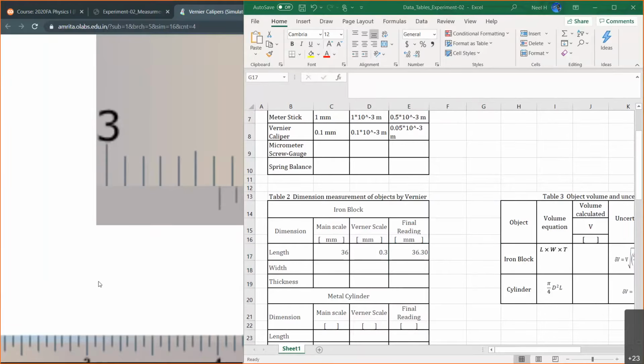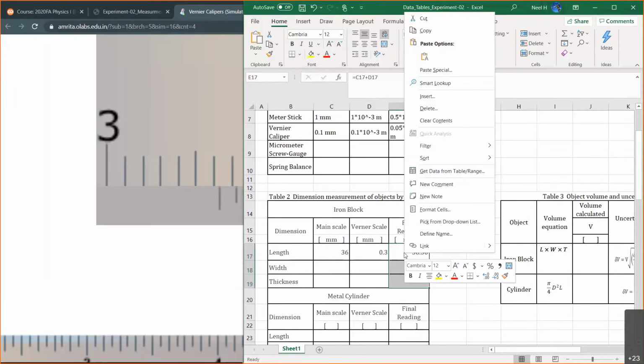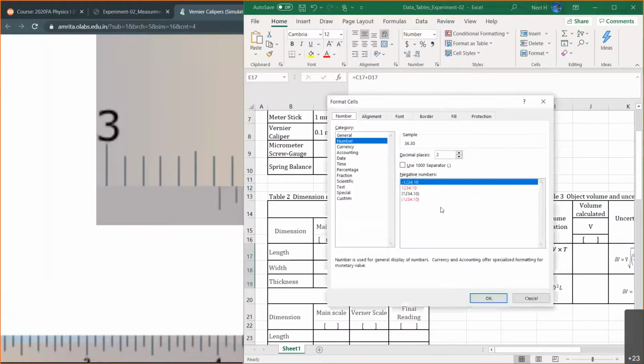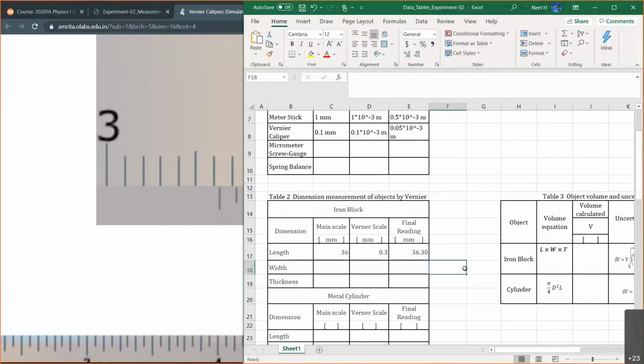Can you please do that thing again? Formatting? Yes. If you want to format anything, highlight it, click and drag, and then right click, format cells. Then we are interested in 2 decimal places, so click on numbers. Then in here, set 2 decimal places, and then click OK. All right. Thank you.